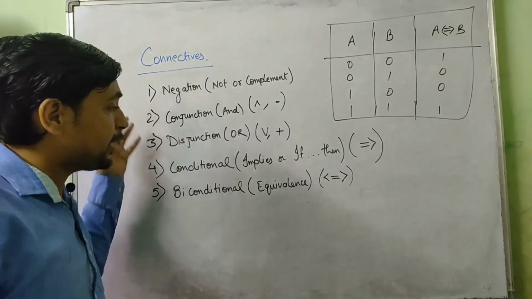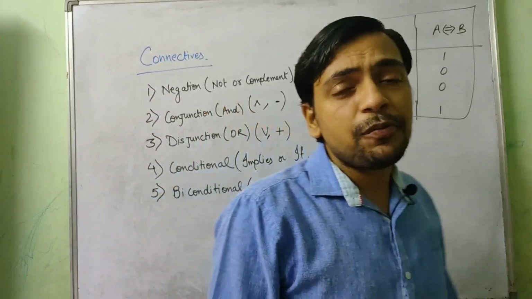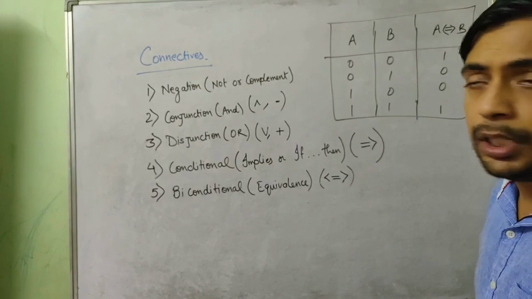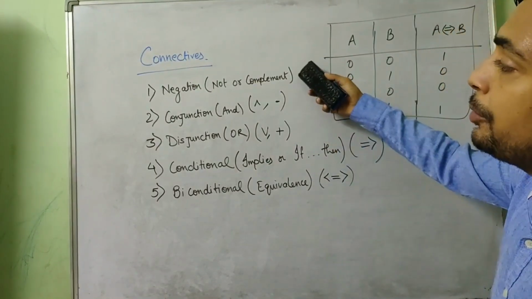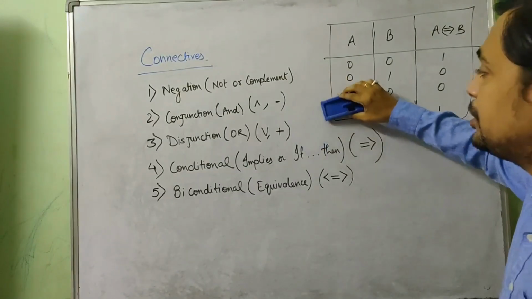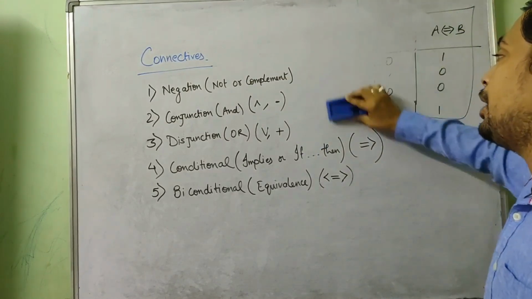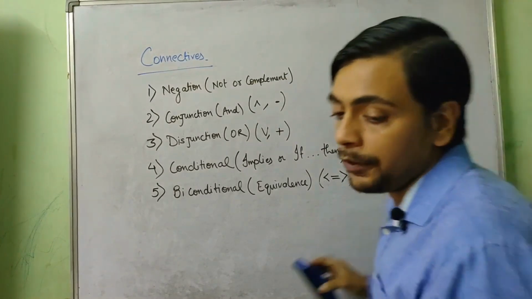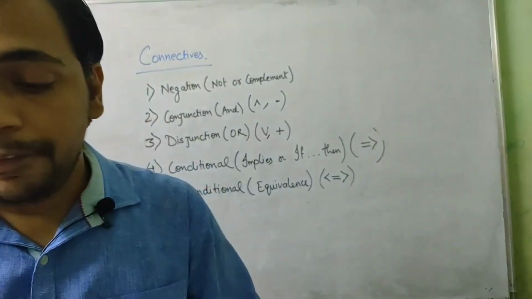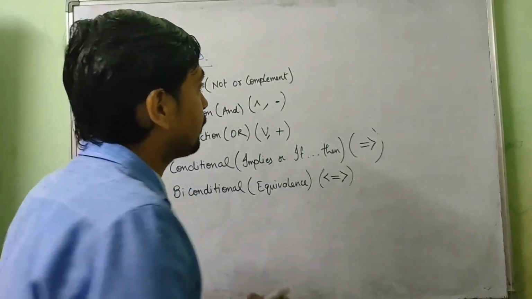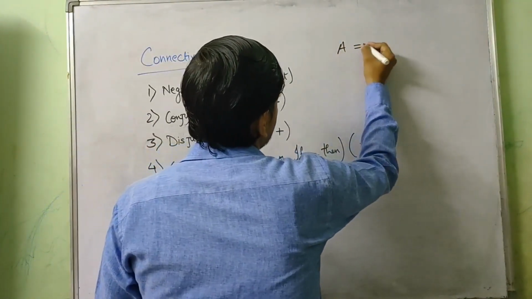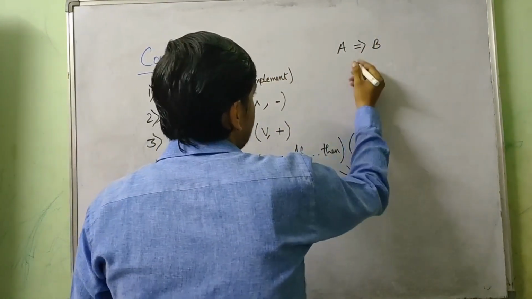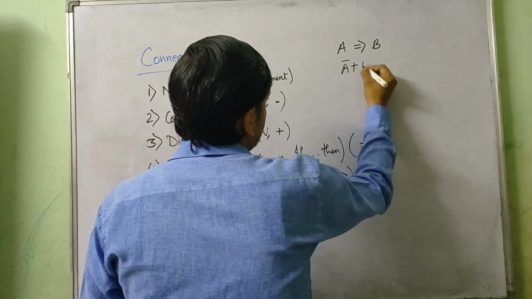So these are the 5 connectives with the help of which we can combine propositions and create a compound proposition. Actually, out of these 5, one cannot be used to combine propositions, but the rest 4 can be. Now we can also get the result of a conditional by replacing it with a negation and a disjunction. For example, if A conditional B is given, the same result can be obtained by A complement plus B.